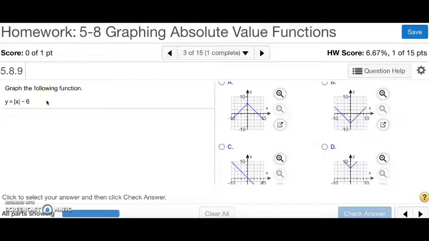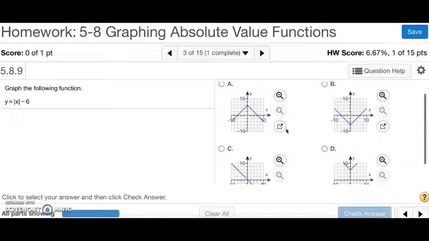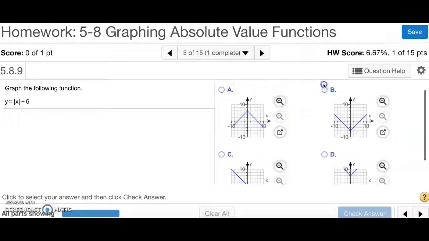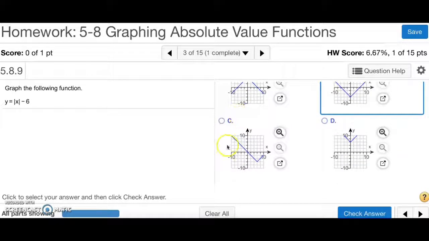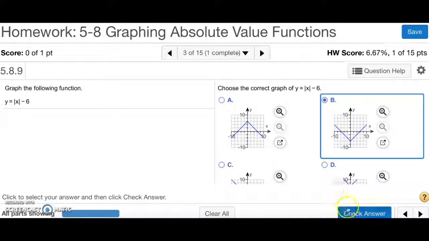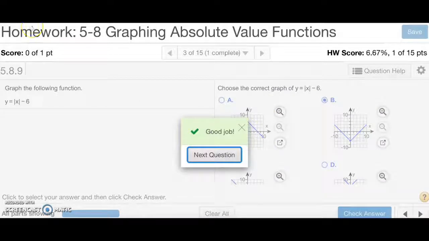Going to number 3. Graph the following function. This is the absolute value function being shifted down 6 units. So that means it's going to be b. Everything else is either flipped upside down, shifted to the right and down, or shifted up. And that's the answer for number 3.